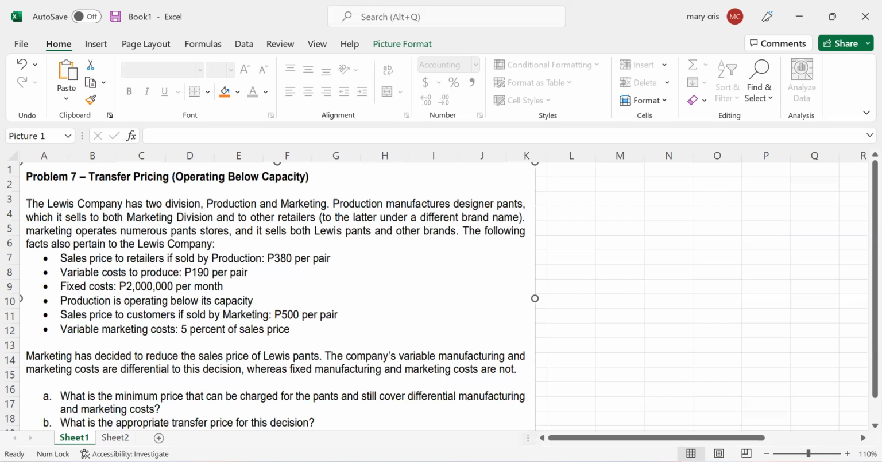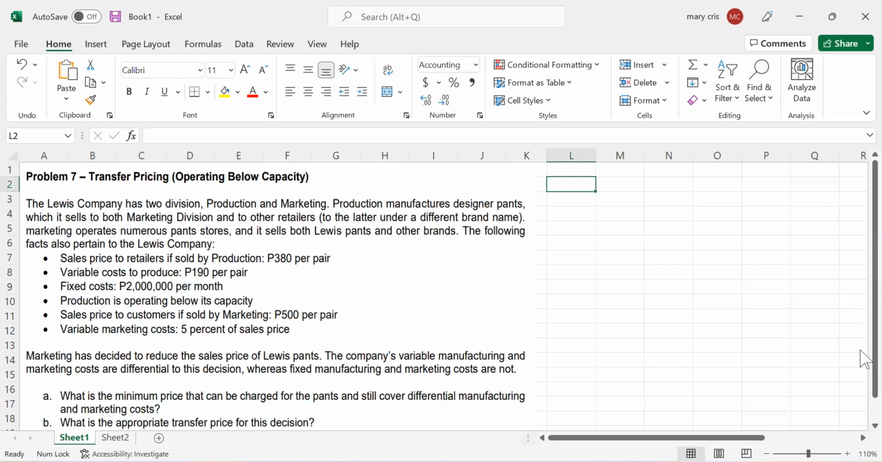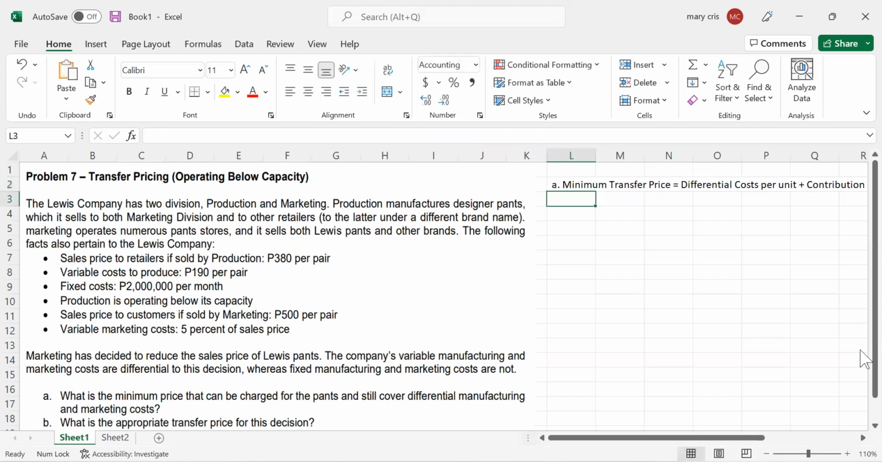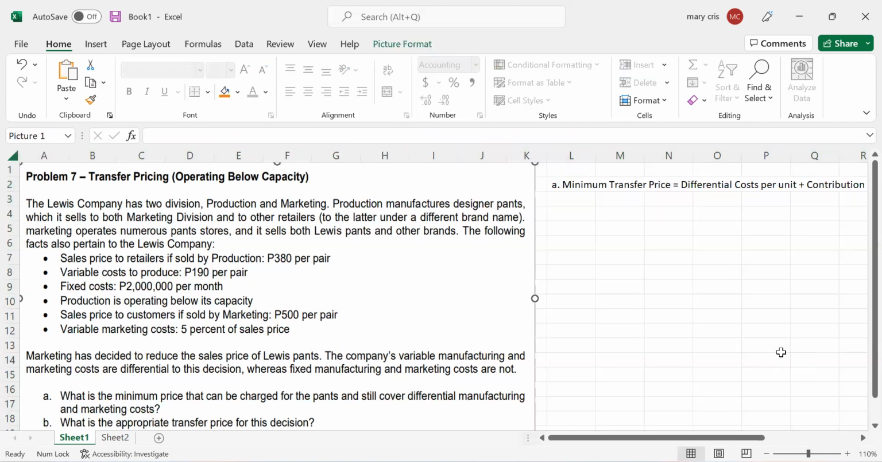Okay. So, the first question, or yung letter A na question natin, what is the minimum price that can be charged for the pants and still cover differential manufacturing and marketing cost? Okay. So, it's asking for the minimum transfer price. So, we have a formula to compute for the minimum transfer price. That's actually the differential cost per unit plus yung contribution margin per unit on outside sales. So, yan. So, yun yung ating formula na pag-compute ng minimum transfer price.